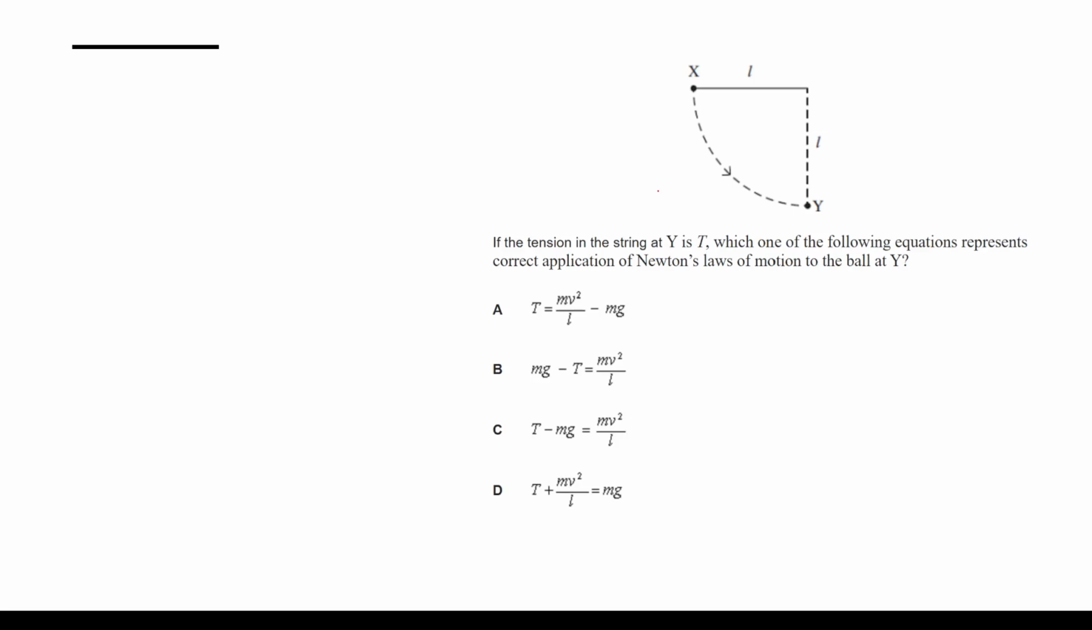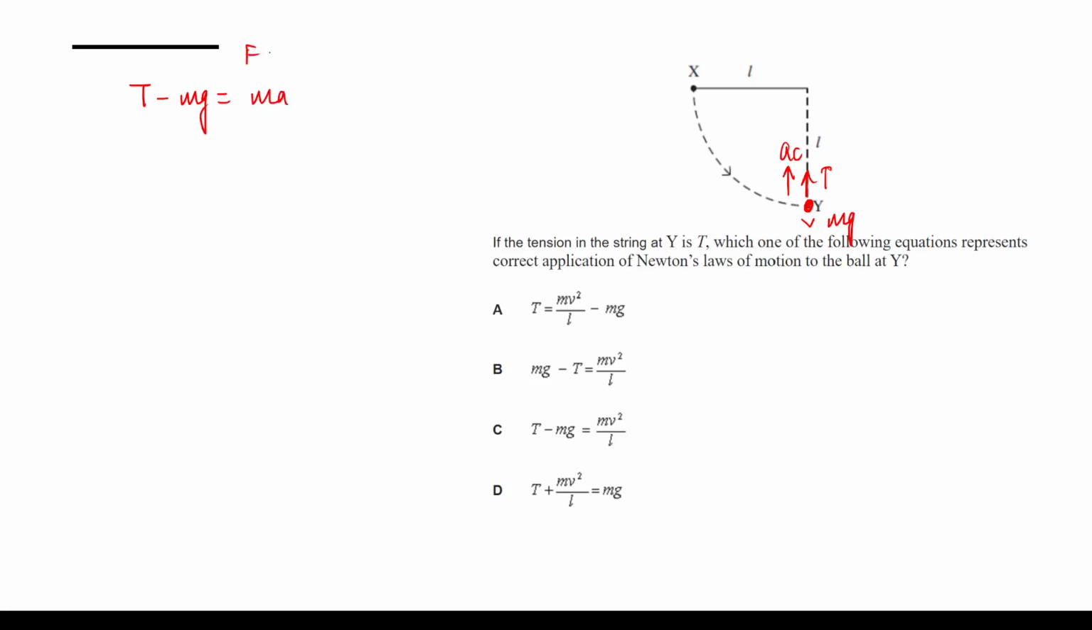Okay, I have an exam question exactly like that. You can find out the answer by pausing and figuring it out. Let me do it. The tension in the string at Y is T. Which one of the following equations represents the correct application of Newton's laws of motion to the ball at Y? So at A, Y, we have mg, tension, and centripetal acceleration. So T will be greater than mg. T minus mg is ma.